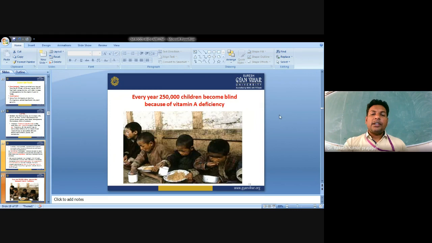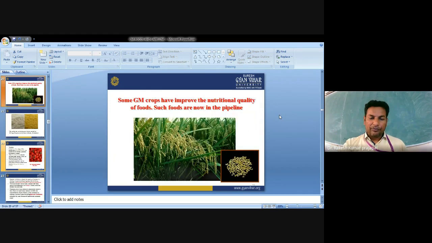Every year, more than 3 lakh children become blind because of vitamin A deficiency. To resolve this issue of vitamin A deficiency, some GM crops have been improved for nutritional quality of the food. Such foods are now in the pipeline.